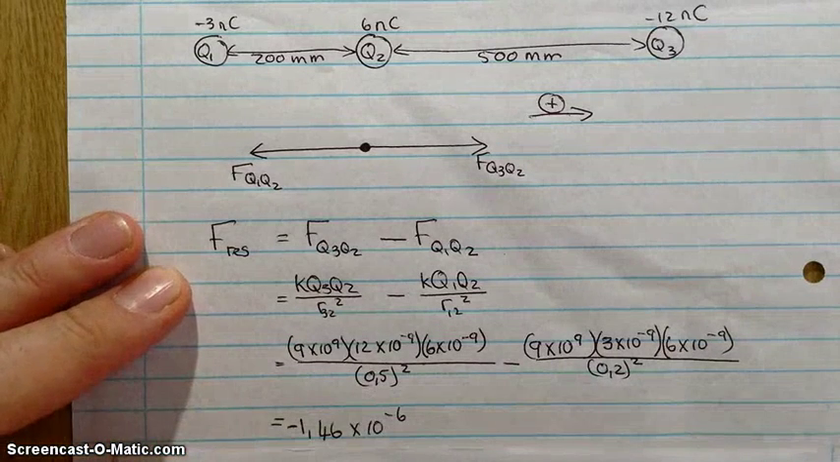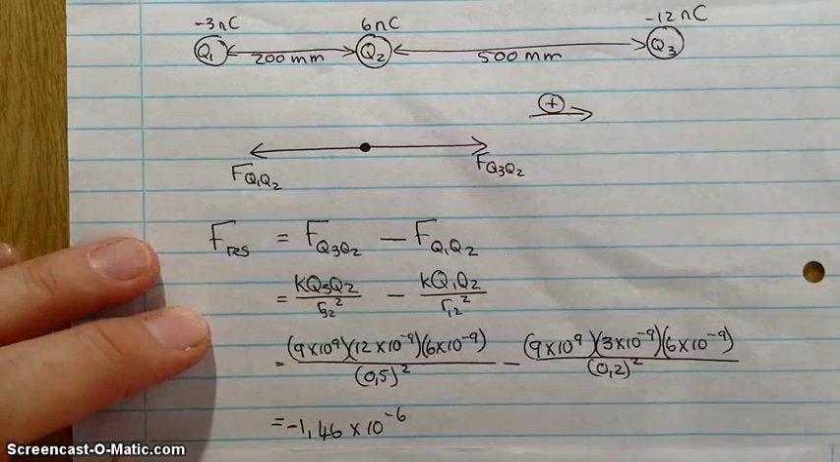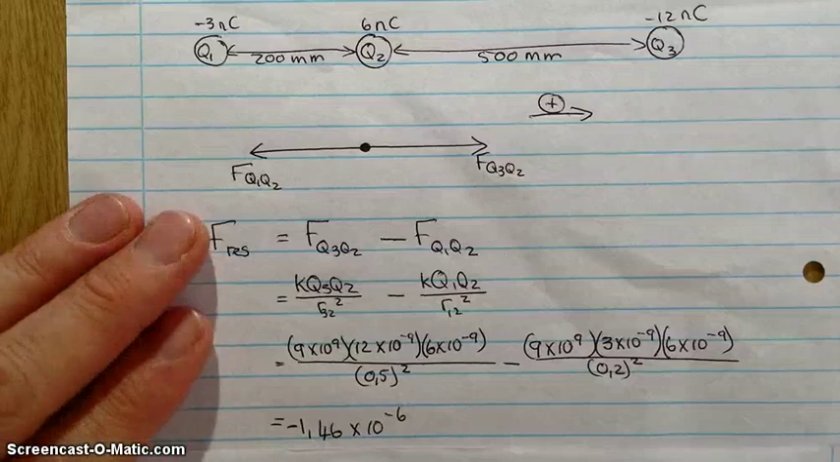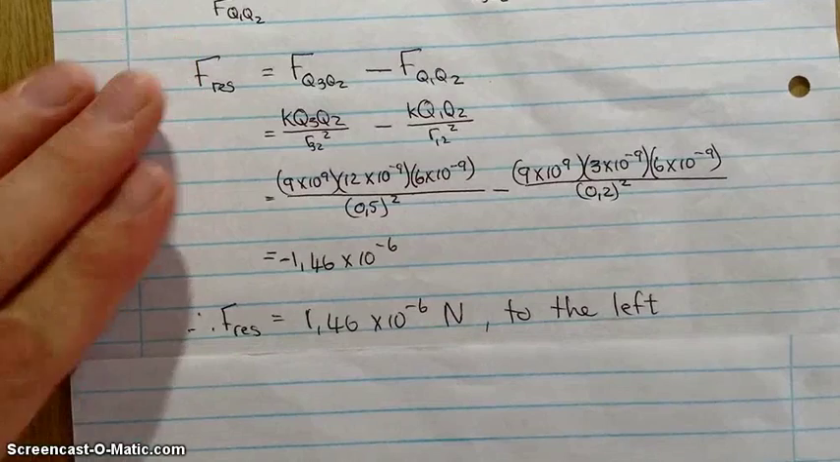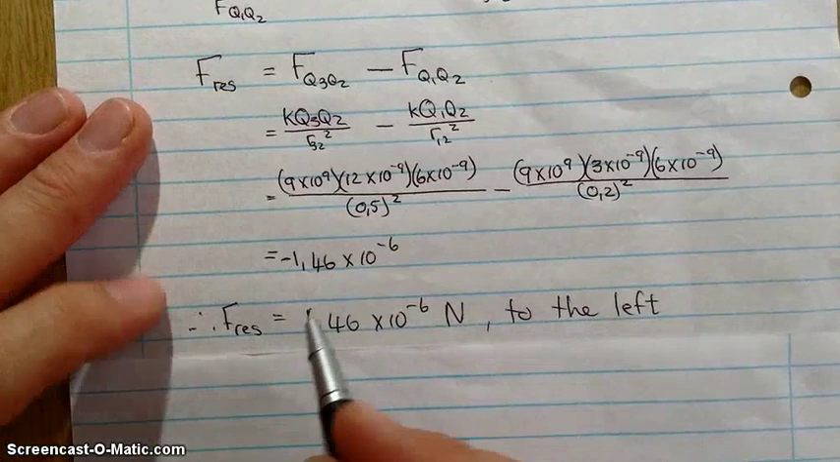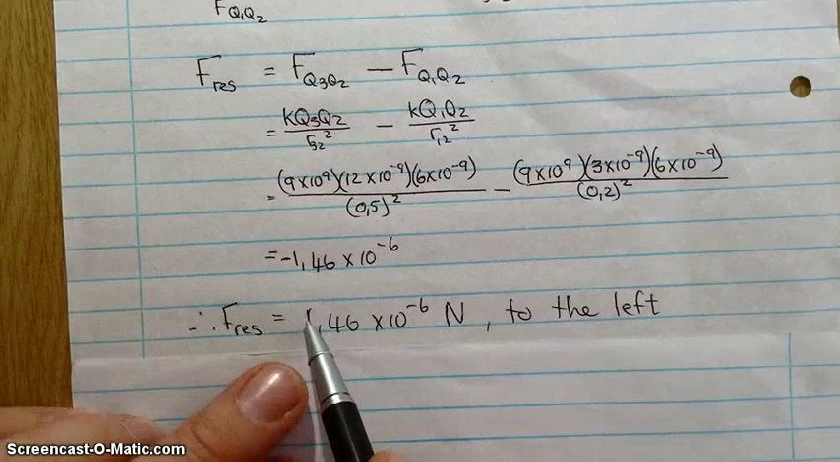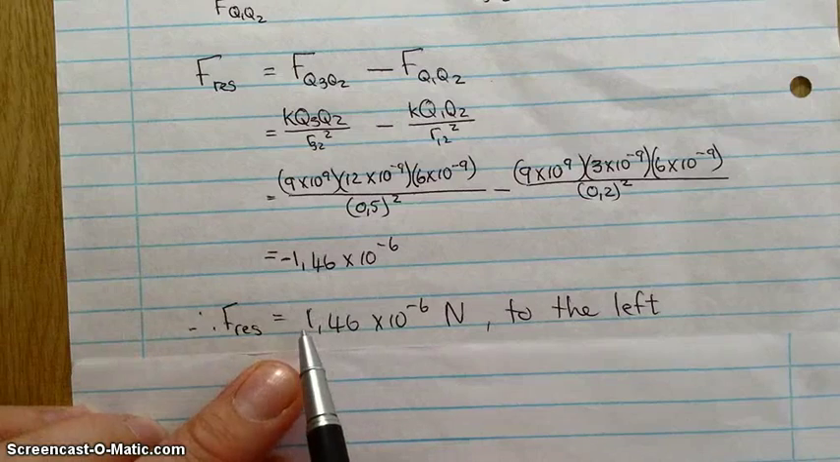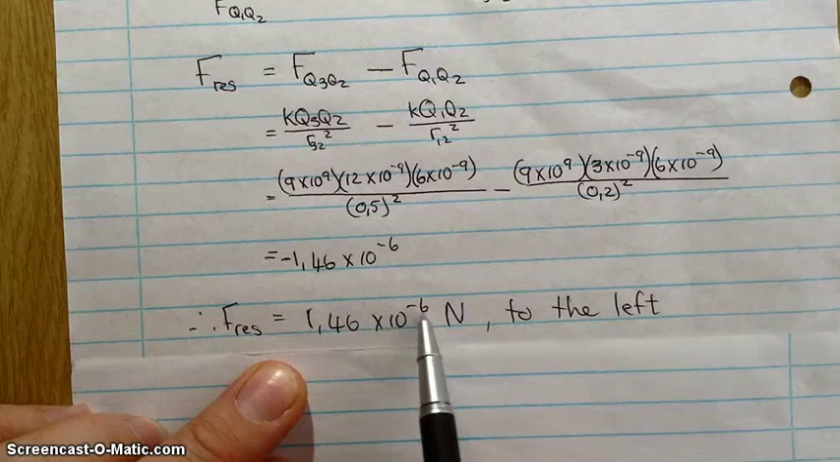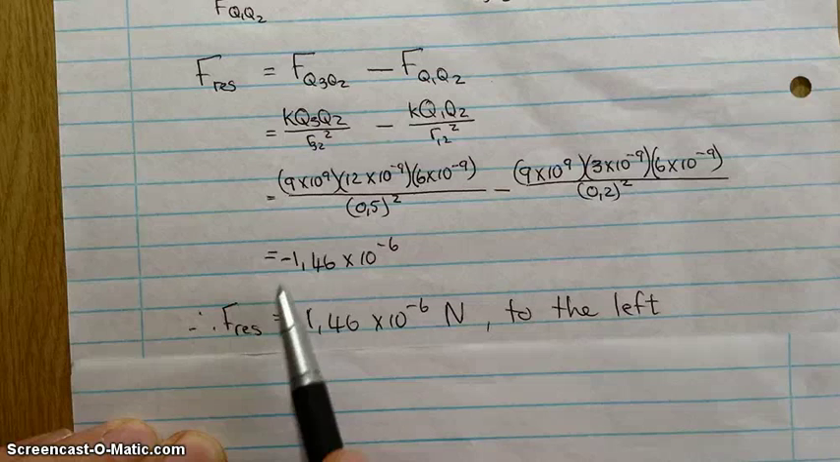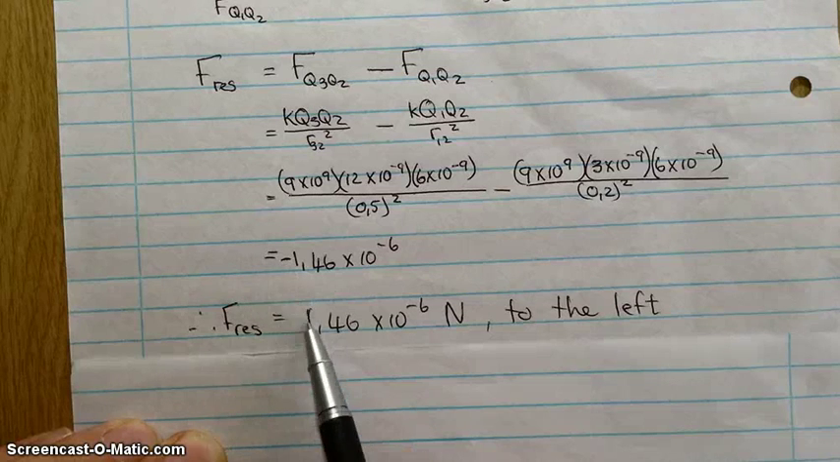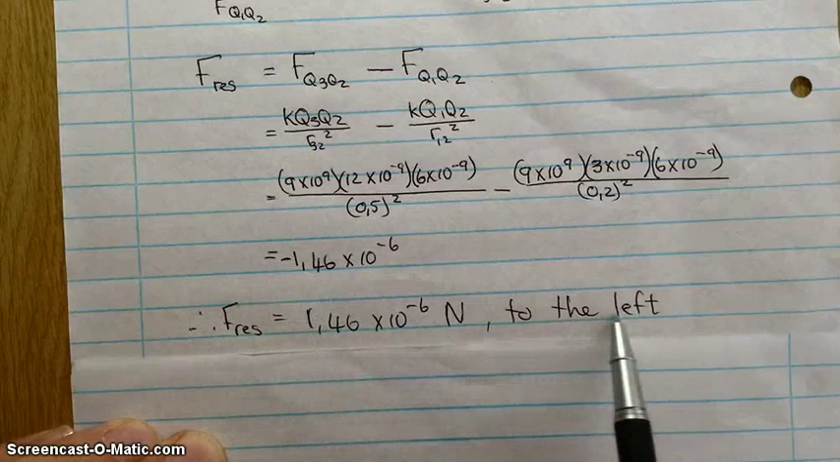If you then calculate that on your calculator, you get minus 1,46 times 10 to the power minus 6. That means it is a negative force, a force that is opposite to my positive direction, which was to the right. Therefore, it is 1,46 times 10 to the minus 6 newtons to the left. You have to use the negative sign in this way and put it into words as to the left.